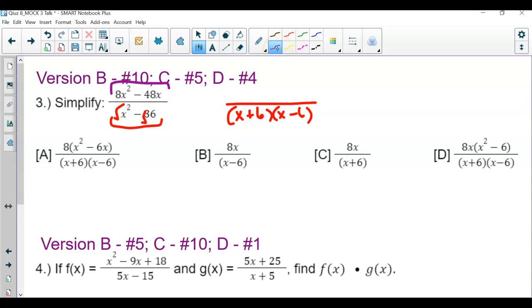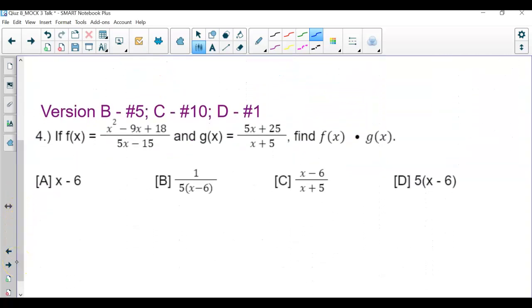Versus the numerator, that's just 2 terms, but not a difference. So I'm going to take out the GCF. Well, I notice between 8 and 48, I have a GCF of 8, but they also both have an x. So I'm going to take out 8x. Now when you divide out 8x, you end up with just x, but then minus 48 divided by 8, which is 6. So now here I can cancel out x minus 6, and you're left with C, 8x over x plus 6.